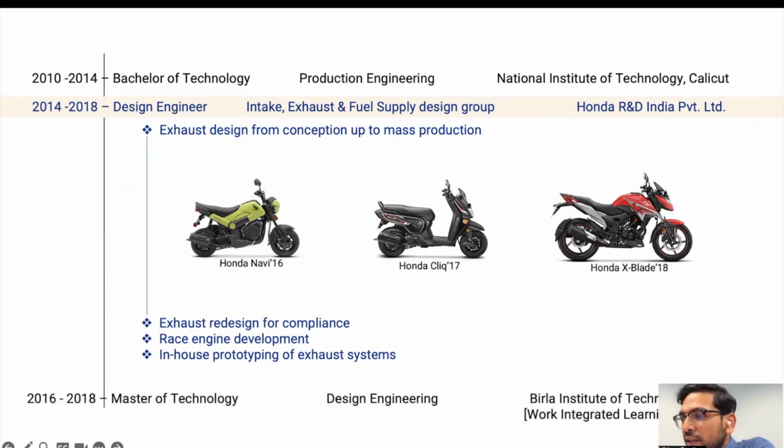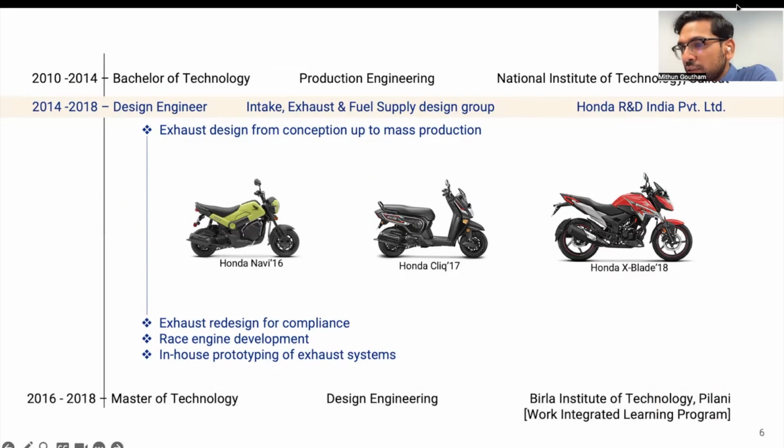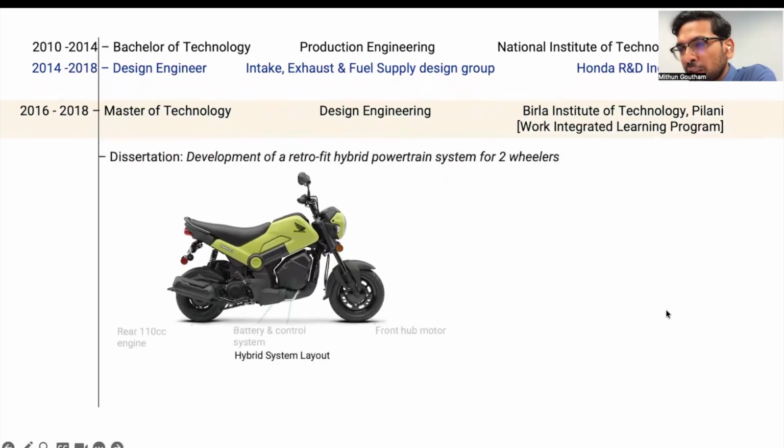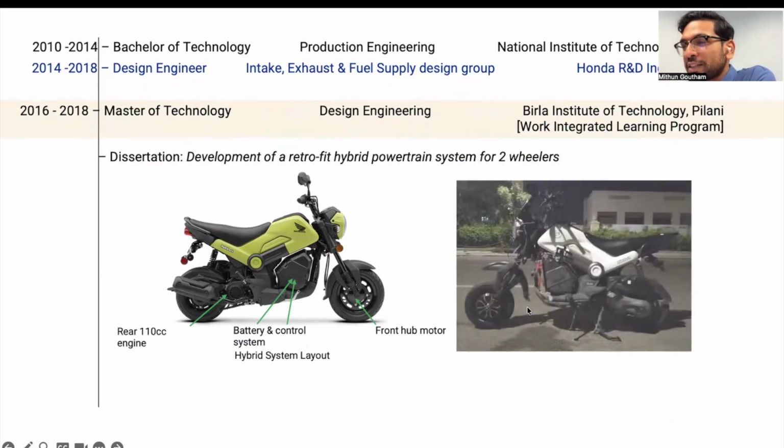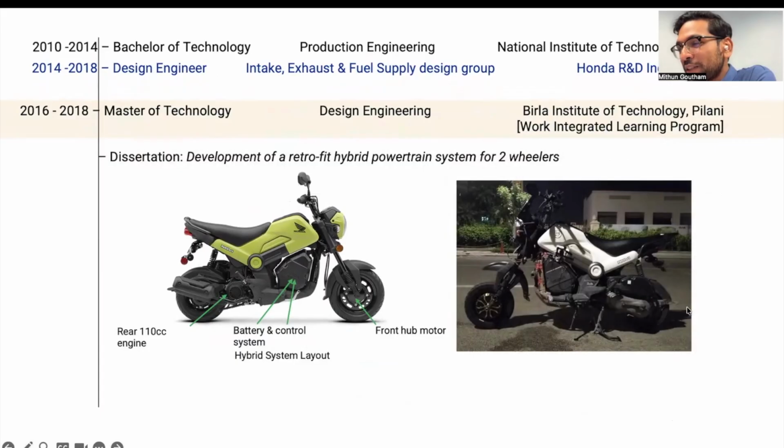In this period, I decided to do a master's in design engineering. This was while I was simultaneously employed by Honda. In that period, I worked on the same motorcycle that I had helped conceive, where previously it was a rear-engined motorcycle, and there was a space in between over here. I decided to add a battery and control system architecture here so that the front wheel can be driven by a motor. And this Frankenstein design is what I built in-house and tested, and it was a lot of fun.